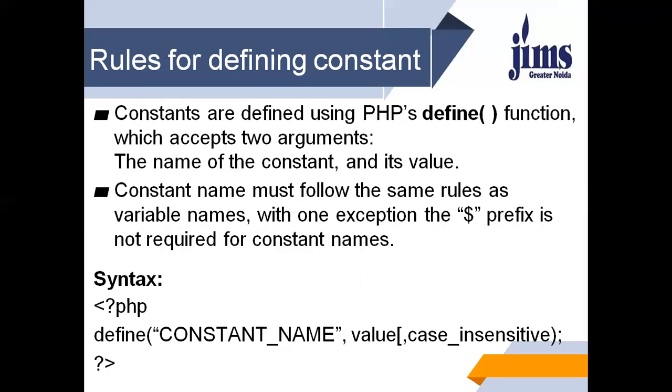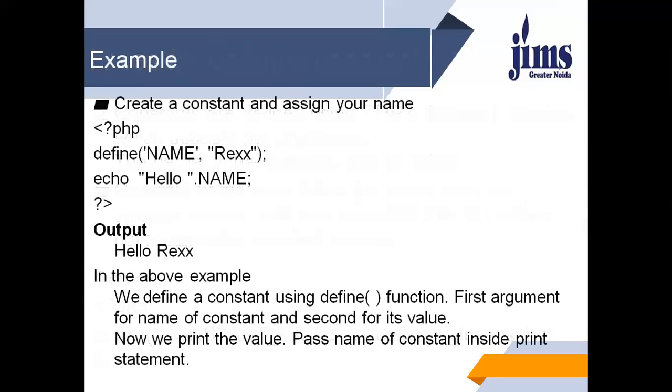So constant name is a string, value is a valid PHP expression excluding arrays and objects. Case insensitive is a Boolean value, true or false, and is optional. The default value is false. So let's see one example.